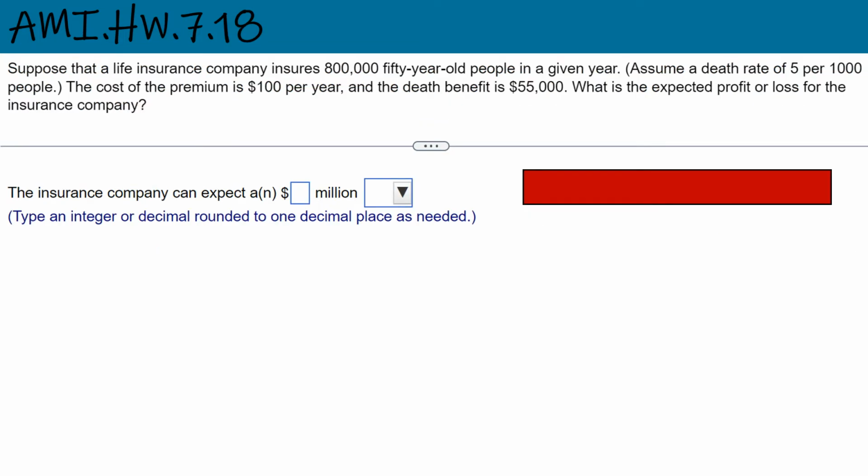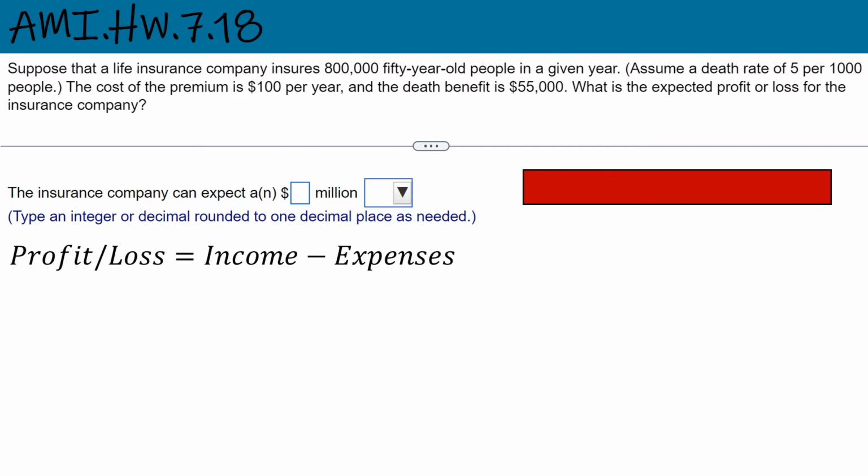Suppose that a life insurance company insures 800,000 50-year-old people in a given year. Now, not all 800,000 people are going to die that year. A life insurance company, the way they work is they charge everybody, and then they only pay the people who die. They only pay the death benefit when you die.